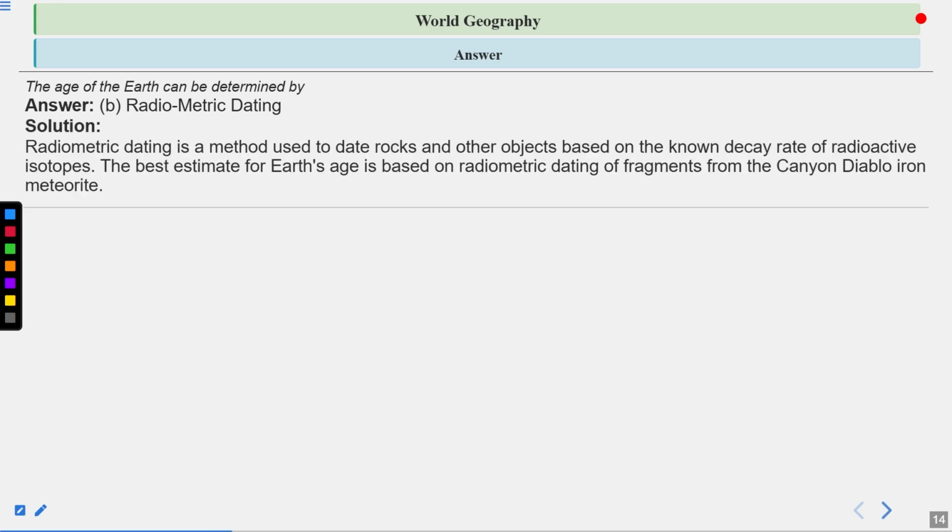Radiometric dating is a method used to date rocks and other objects based on the known decay rate of radioactive isotopes. The best estimate for Earth's age is based on radiometric dating of fragments from the Canyon Diablo iron meteorite. In this process, the isotopes of carbon are calculated, that is C14 isotopes, and in that case we get to know the exact age of any particular rock. The oldest rock ever found on Earth is approximately 4.5 billion years old. That is why this is the process by which we can calculate the age of the Earth.